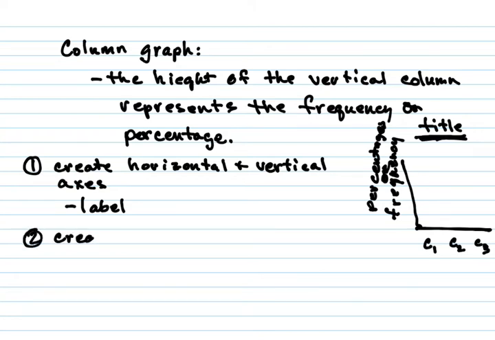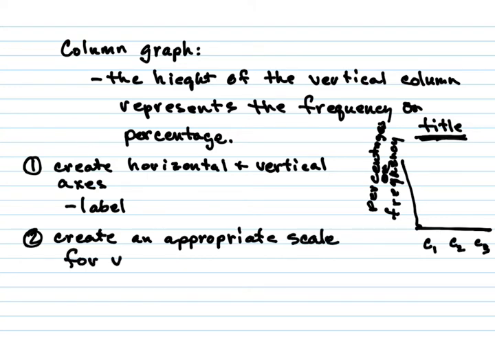Now, you need to create an appropriate scale for your vertical axis. If you have some frequencies of 80, you wouldn't want to count in ones. It would just make no sense. You might count in 5s or 10s, but don't make it such a big number that you lose the ability to read the detail, right?